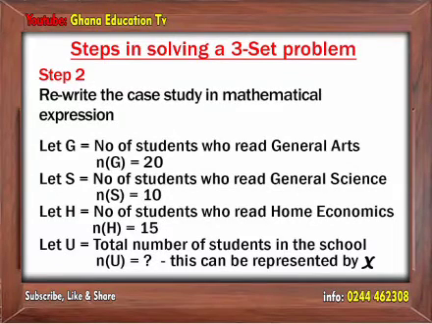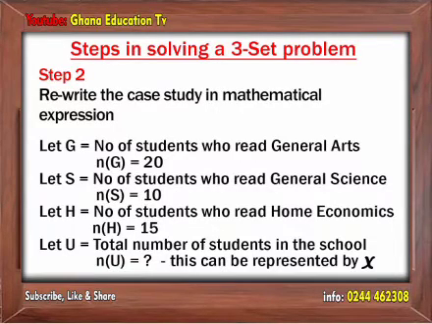So after reading the question and identifying the various sets involved in the question, you have to rewrite the case study in a mathematical expression. So on your answer sheet or answer booklet, you write, let G equals number of students who read general arts. And under it you write, N of G equals 20. Let S equals number of students who read general science, and under it you write N of S equals 10.